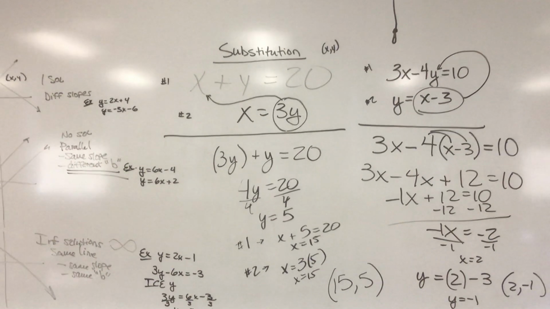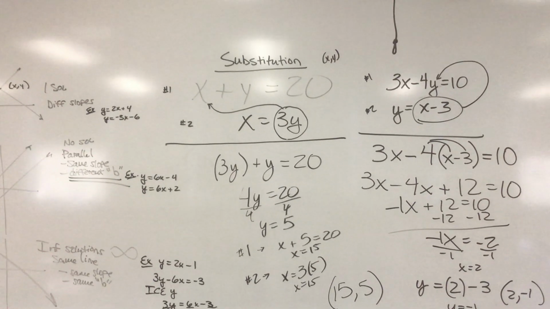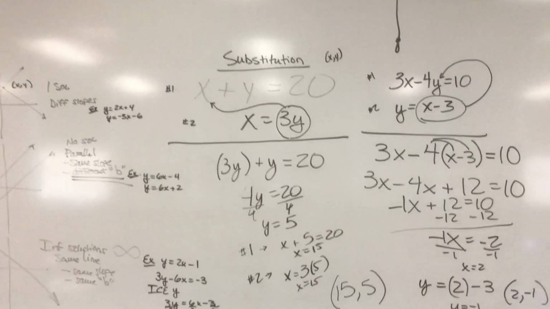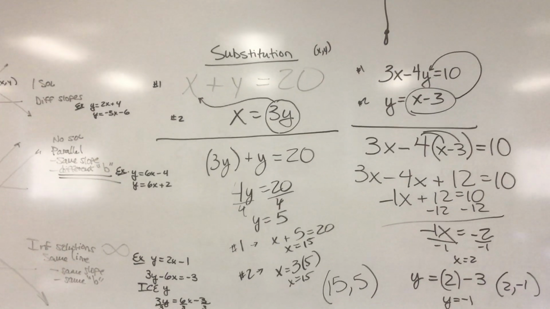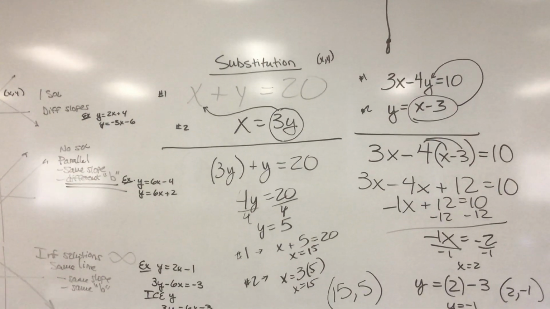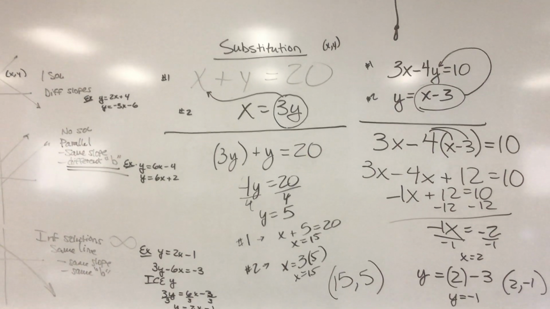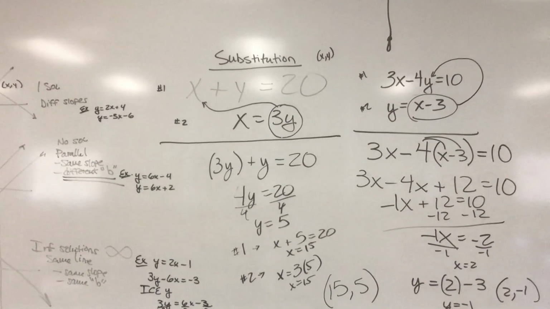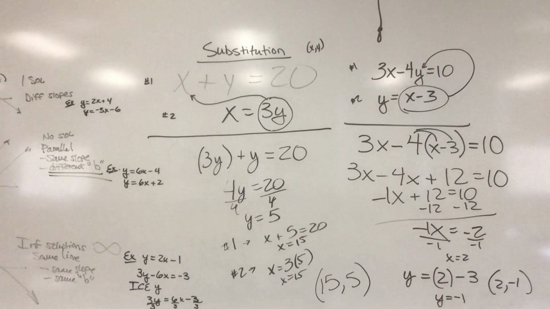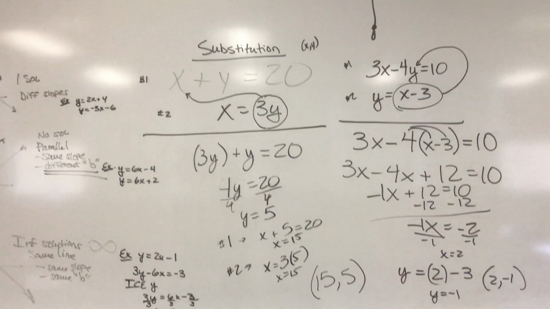Now, why do I want to do that? If you look at x plus y equals 20, there's an infinite number of solutions to that. And if you look at x equals 3y, there's an infinite number of solutions for that as well. But I want the one solution that makes them both true. So again, if x equals 3y in the second equation, I want x to equal 3y in the first equation. And I can solve by substituting the 3y for the x in the first equation.